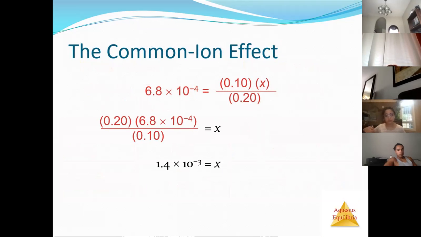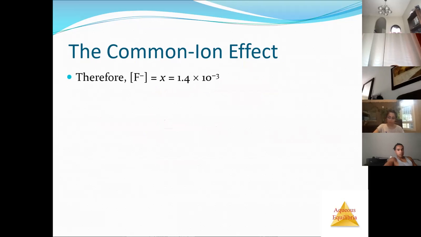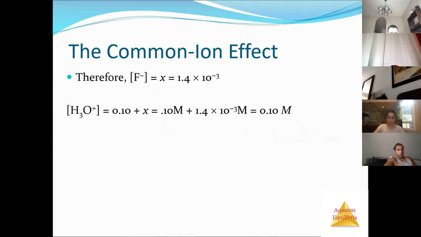Am I doing anything that's strange? The only thing I've done is start off with my H3O+ concentration being a value other than 0. That's all I've done here. All right, my F- is equal to 1.4 times 10 to the minus third. My H3O+ is going to be 0.10 plus 1.4 times 10 to the minus third, which is equal to 0.10. So my pH is going to be 1.